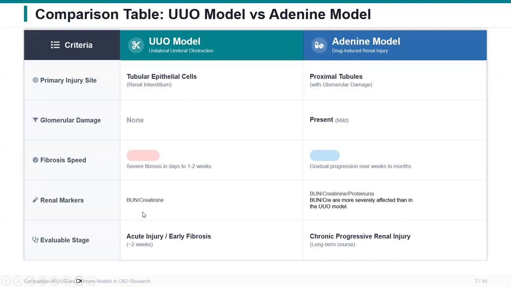Renal markers we can use in the UUO model are BUN, also creatinine. The adenine model is more comprehensive, on top of the BUN and creatinine, we can also check the proteinuria. And usually BUN and creatinine levels are more severely affected in the adenine model than the UUO model.